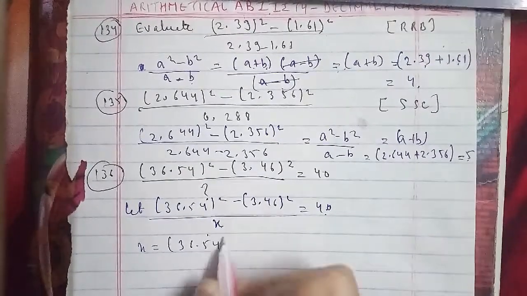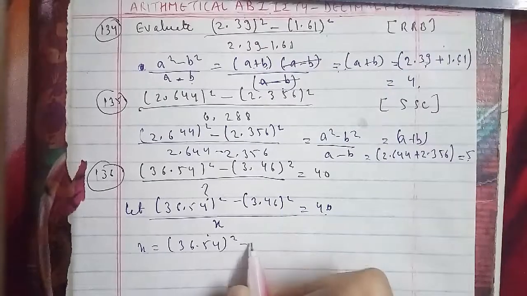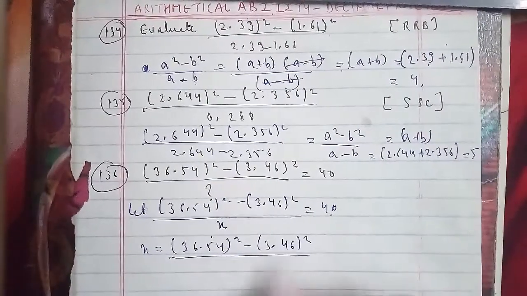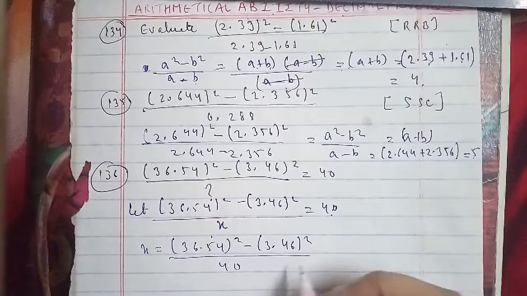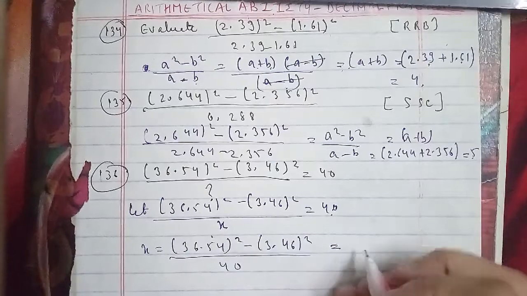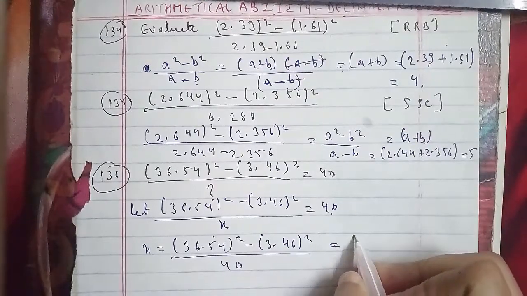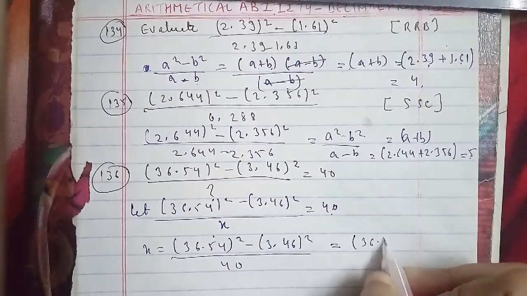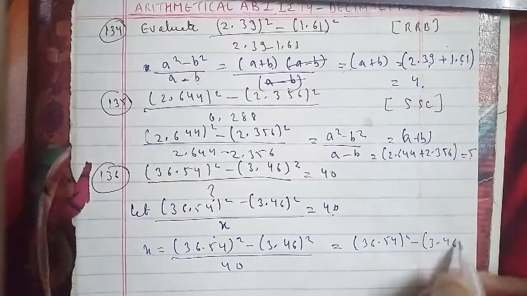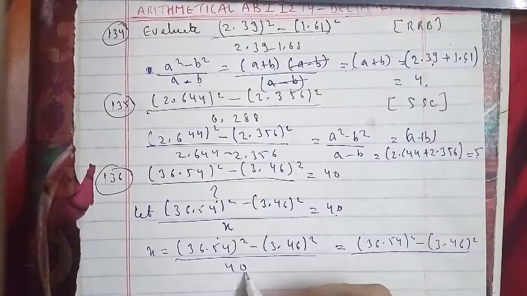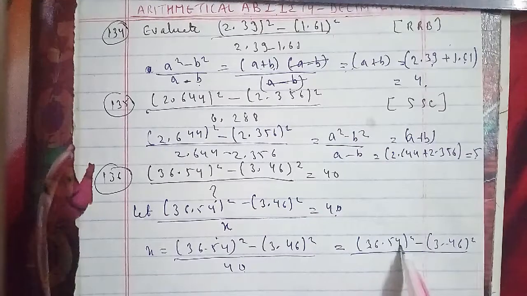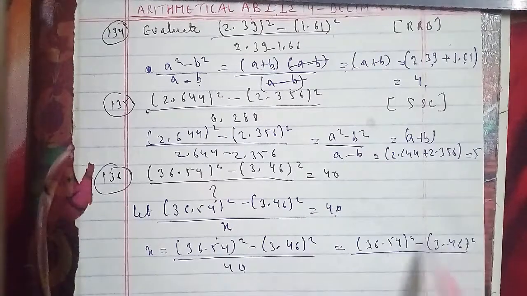36.54 square minus 3.46 square upon 40, if we break it down, when we add these two numbers, 4 plus 6 is 0 with 1 carry, 5 plus 4 plus 1 is 0 with 1 carry, and 36 plus 3 is 39, plus 1 is 40, so it comes to 40 only. So we can write it down as 36.54 plus 3.46, so it automatically becomes 40 here as well.